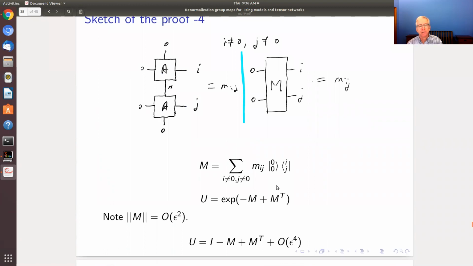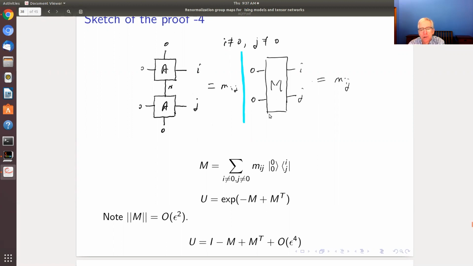So here's the idea. Let me take this diagram. I've set 4 of the legs to 0. The leg that's being contracted is only summed over, excuse me, non-zero indices. And then I'm going to call this number Mij. So I can use that to form a new tensor.